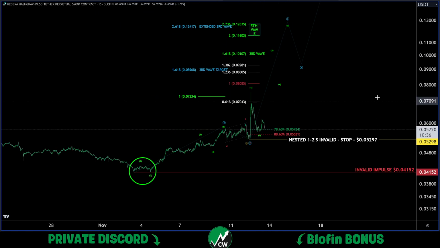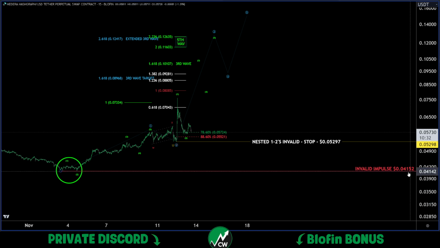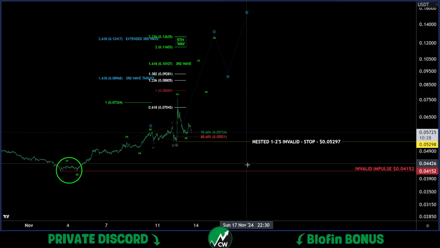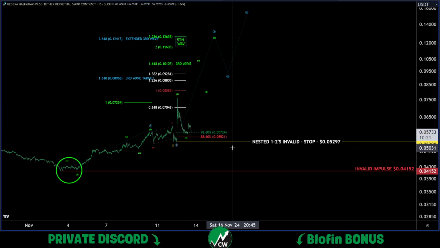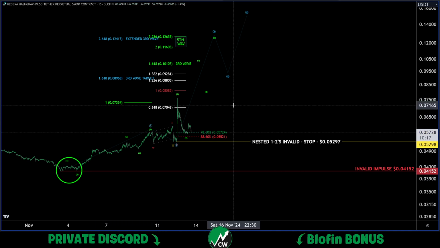So invalidation of this entire impulse is there at 4.152 cents, according to Blowfin. So that's your entire risk range. If you were to just decide to purchase, it is quite a big swing, about 37%. But that's where I would put an end to this entire bullish scenario.